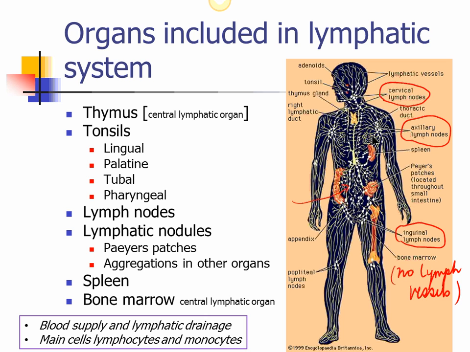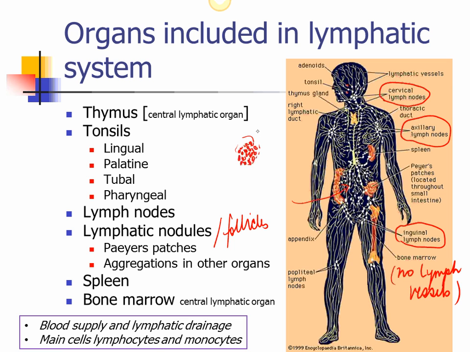And then we have what are called lymphatic nodules. Nodules are also known as follicles. So these are round structures, lymphatic tissue, which is usually present. So it's lymphatic tissue made up of lymphocytes and macrophages. Main cells in the lymphatic system are lymphocytes and macrophages. So, these are the nuclei which you see.